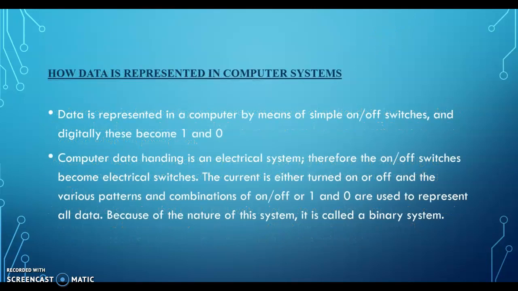Next, we go on to how data is represented in a computer system. Usually the data is represented in a computer by means of simple on-off switches, and digitally these become 1 and 0. It is called the binary system.